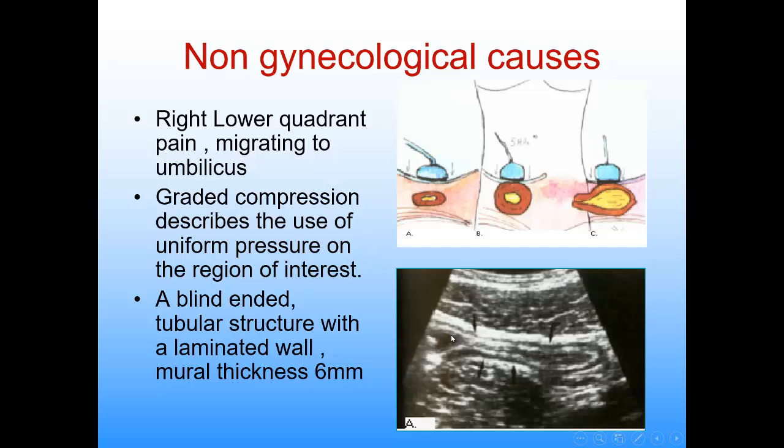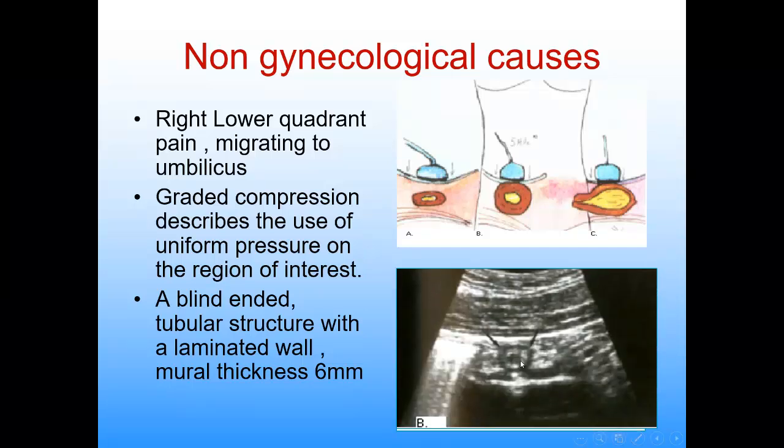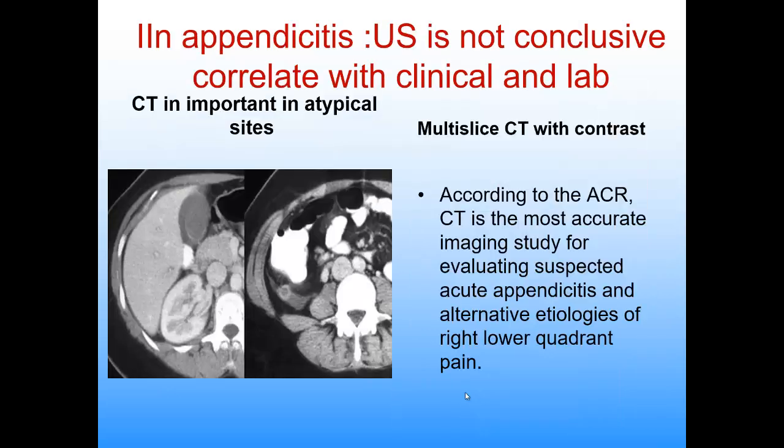This is ultrasound also. This is the appearance of the normal blind-ended appendix with laminated wall. Usually the normal thickness is 6 millimeters, so this is important. But if we could not see it by ultrasound, we cannot exclude appendicitis. We must correlate with the clinical and laboratory findings, whether there is an increased leukocytic count or not. And this is the target sign, the normal appearance of the appendix on ultrasound. In appendicitis, ultrasound is not conclusive, so we correlate with the clinical and laboratory findings.